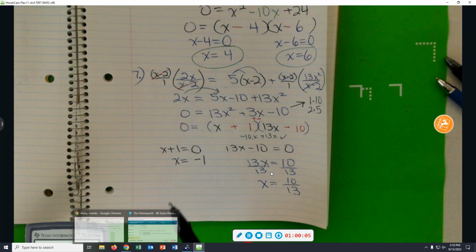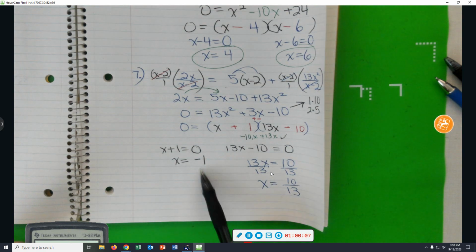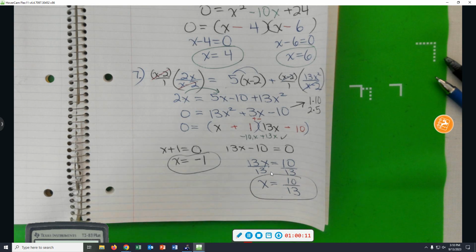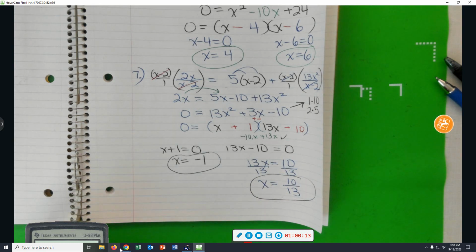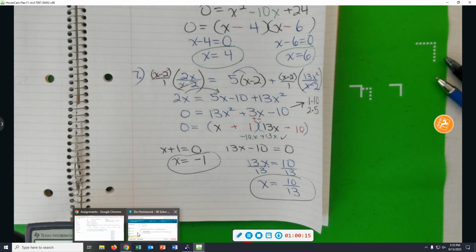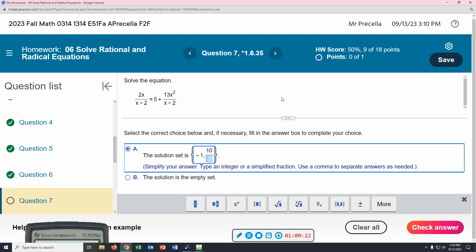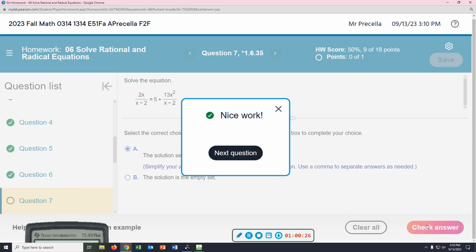Did we get a positive 2? Look at our work. No. These answers are both acceptable. So negative 1 and positive 10/13. Negative 1, comma, 10/13. I'll check it.